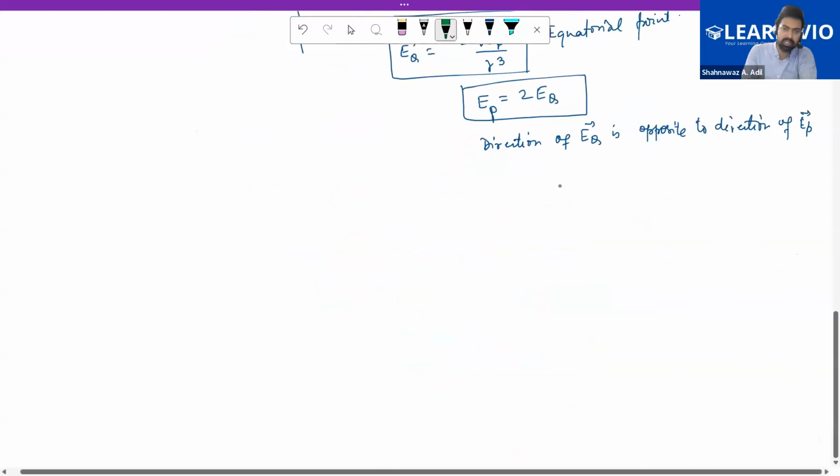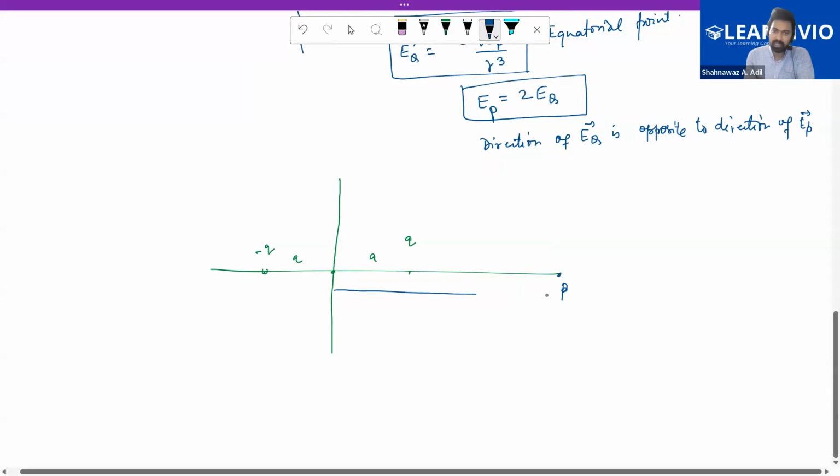Let me just draw it here also. So let's say this is the center point. This is minus Q, this is Q. This would be A, this would be A. And I'm calculating the electric field at this point, so I will be taking the distance from here. Similarly, if I'm calculating the electric field at this point, the equatorial point, this would be my distance. Right, clear?